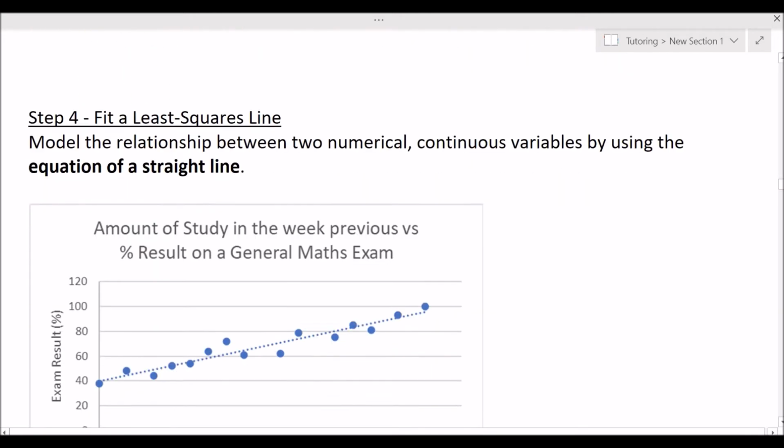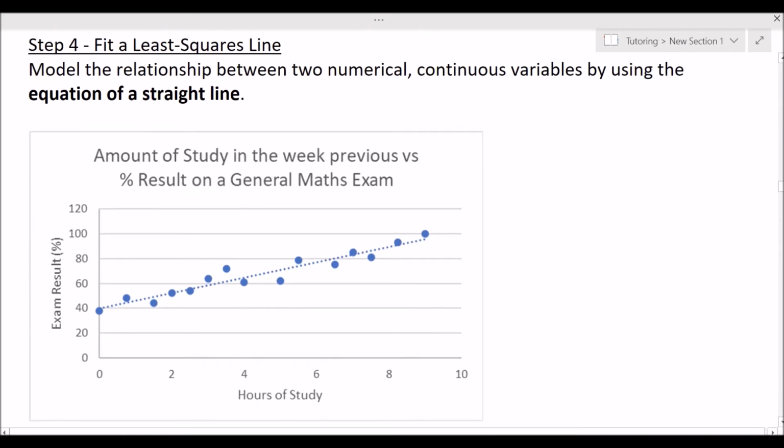All right, next step. Step 4 is to fit a least squares line. Okay, now I'm going to explain the name least squares line later on, but I need to teach you something else first before I can explain what that means. Essentially, a least squares line is used to model the relationship between those 2 numerical variables, and it uses the equation of a straight line. So this is our least squares line here.